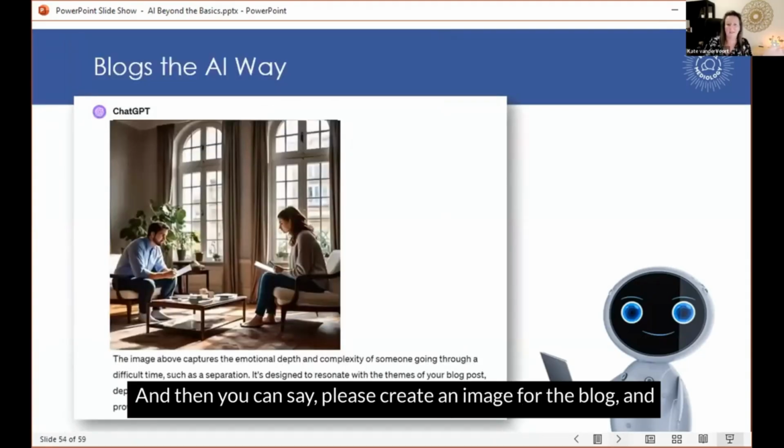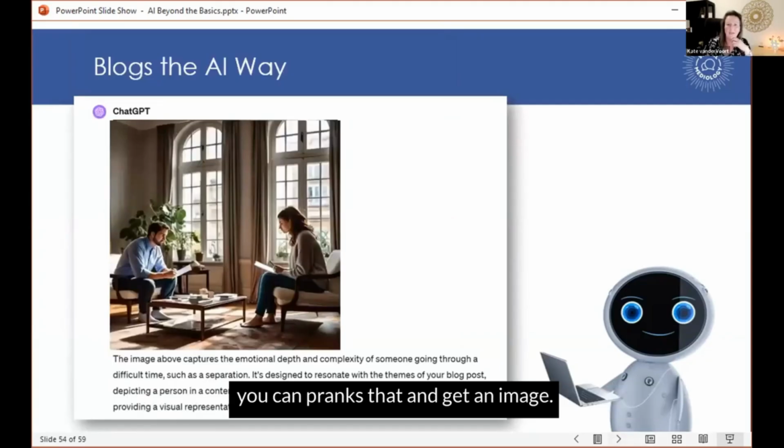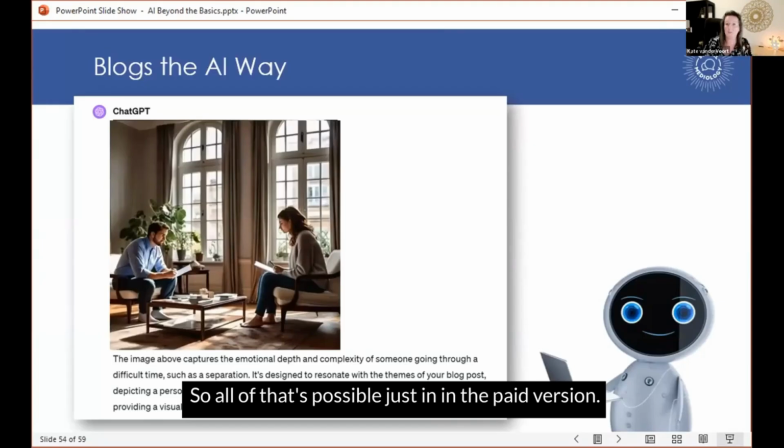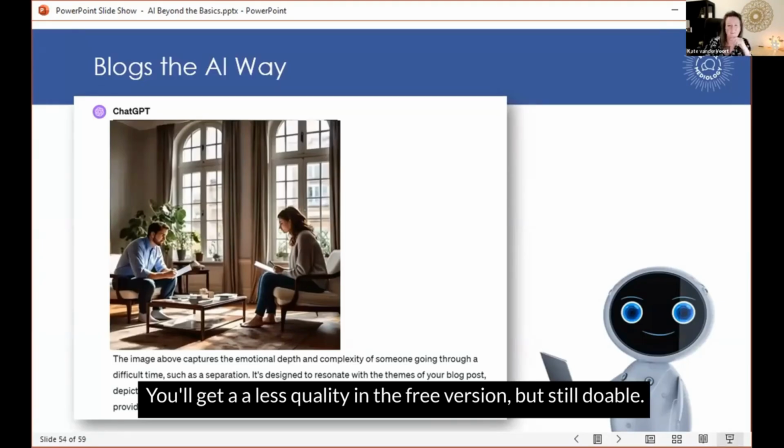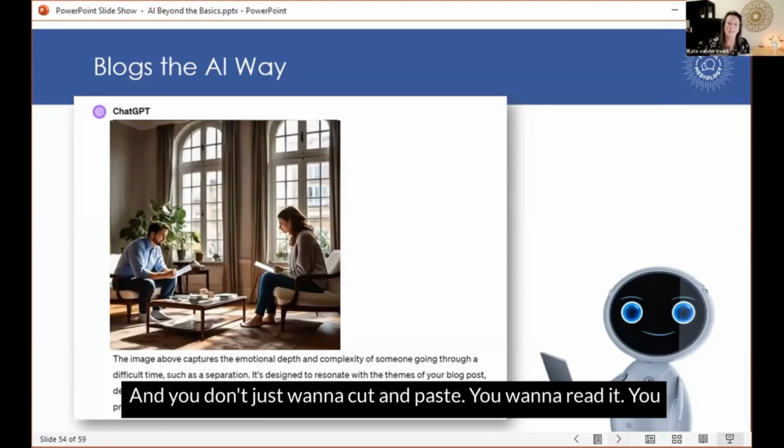And then you can say, please create an image for the blog. And you can prompt that and get an image. So all of that's possible just in the paid version. You'll get less quality in the free version, but still doable. But you can see that what I'm doing there is I'm breaking it down, going deeper, and you don't just want to cut and paste.